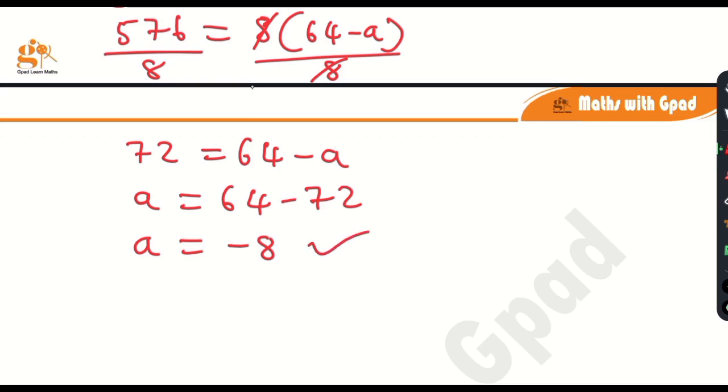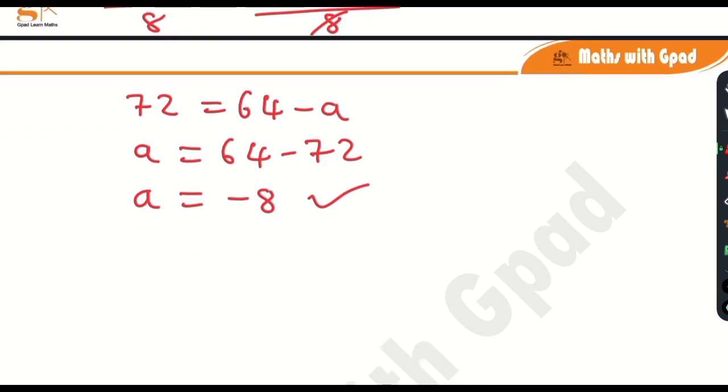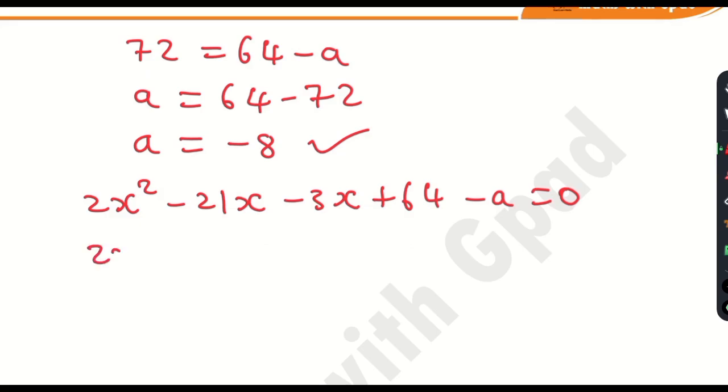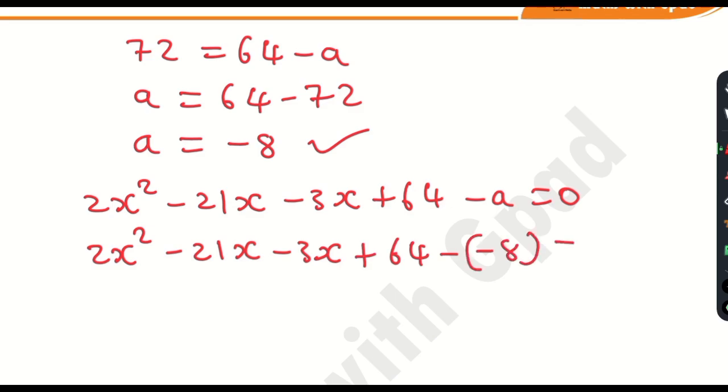Now we have gotten the value of a. We'll plug in the value of a into that equation we had before, which was what? 2x squared minus 21x minus 3x plus 64 minus a is equal to 0. We already know what a is. A is what? Minus 8. So that would be 2x squared minus 21x minus 3x. Oh, I already simplified this, but let's just have it like that, plus 64. A is minus 8, so that's minus then minus 8. Remember, a is minus 8, is equal to 0.